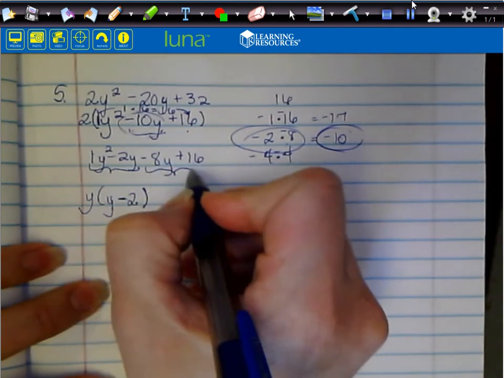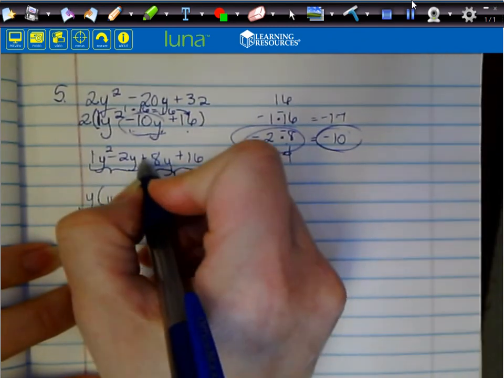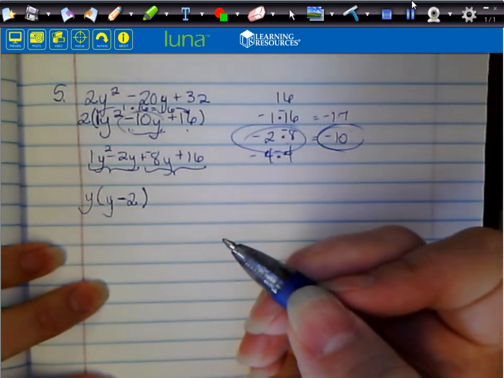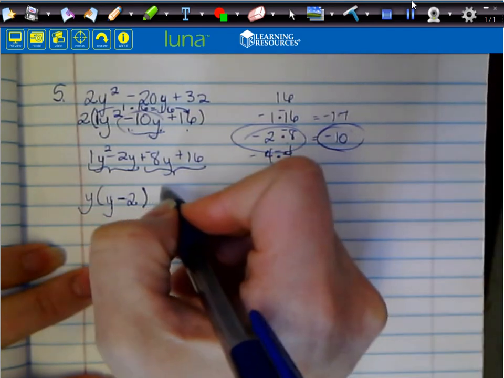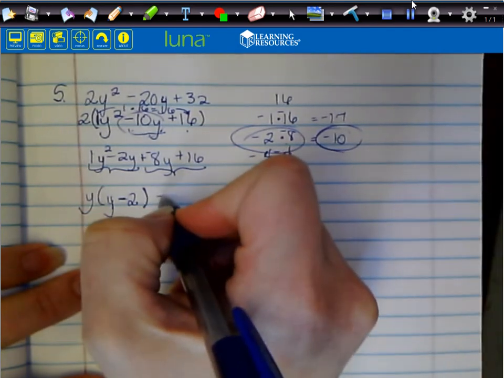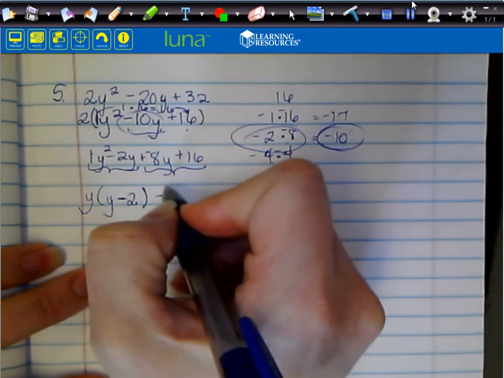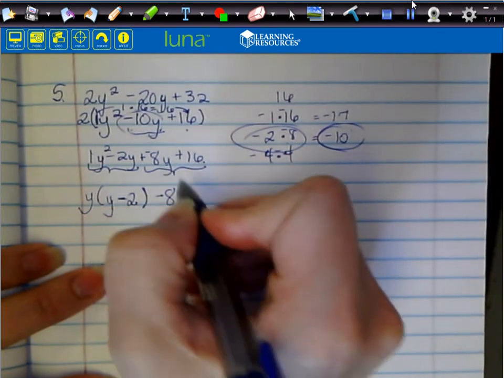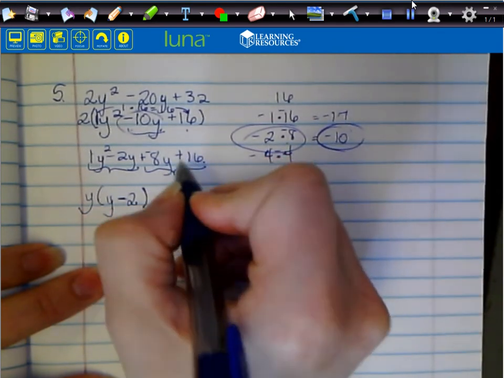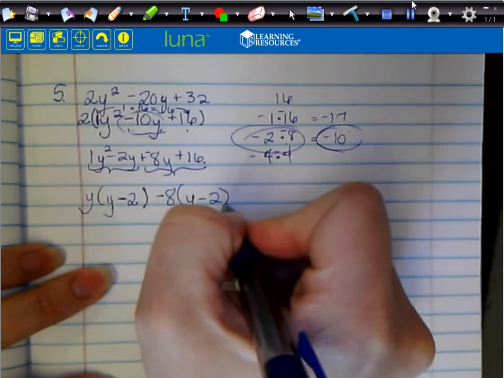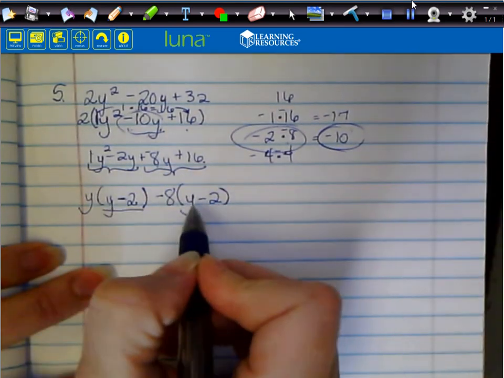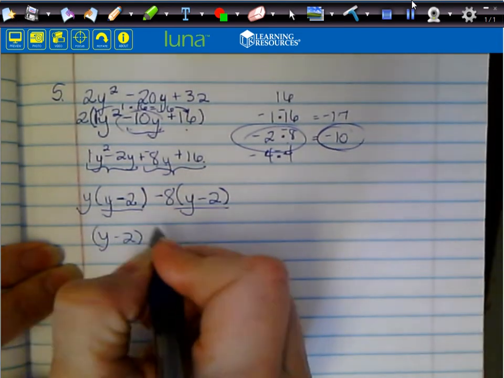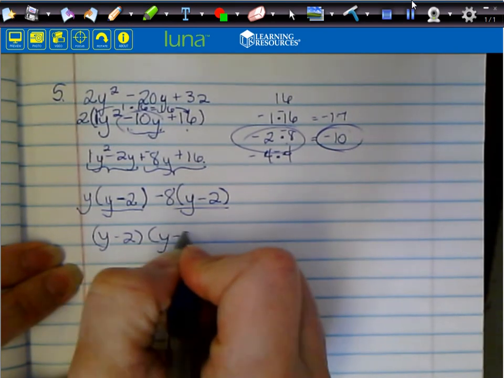Here I have negative 8 and 16. I'm going to say plus a negative 8 for simplicity's sake. And I can pull out an 8 there. I can't pull out a y because the 16 doesn't have a y, and I'm going to go ahead and pull out a negative 8 here, and that's going to give me y, and then 16 divided by negative 8 is going to give me negative 2. So I have y minus 2 and y minus 2 inside my parentheses. Bring that down. And then in my other set of parentheses, I'm going to have y minus 8.